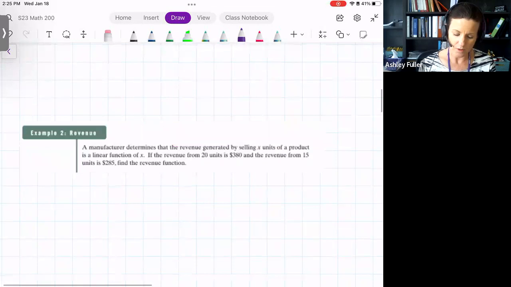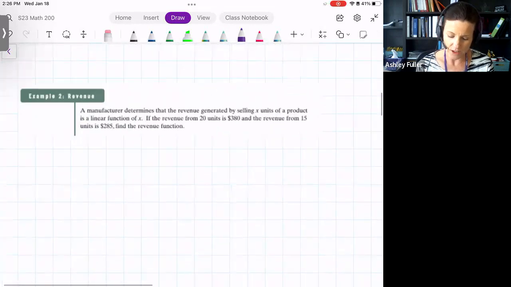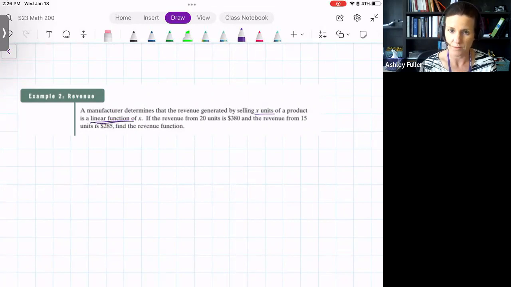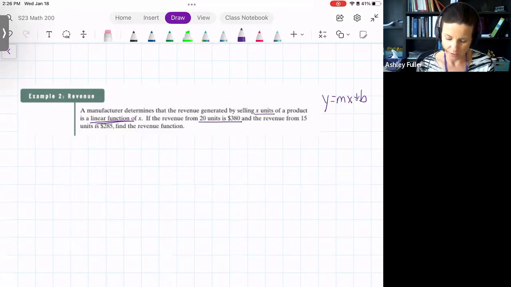Let's look at an example where we're using the revenue terms based on our definitions previously. If we have a manufacturer that determines that the revenue that is generated by selling x units is a linear function, and that's key there to remember that we know linear is of the form y equals mx plus b, and we know the revenue from 20 units is $380, and the revenue from 15 units is $285. We want to find the revenue function.